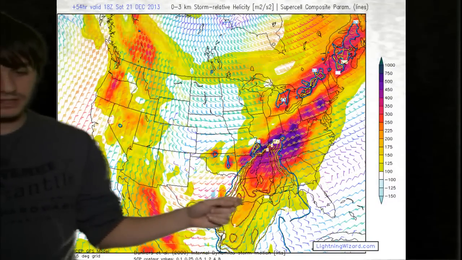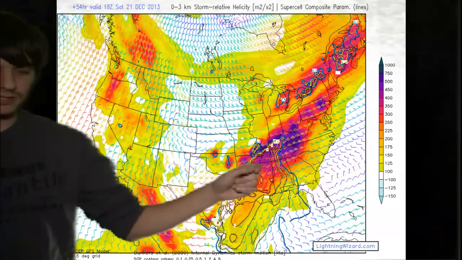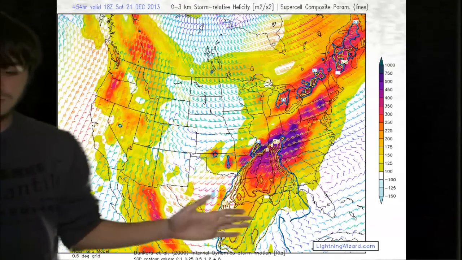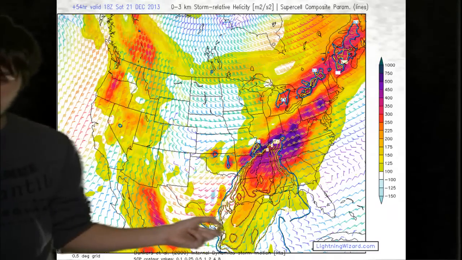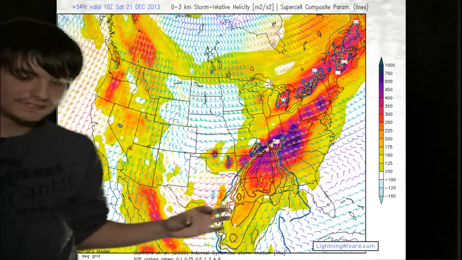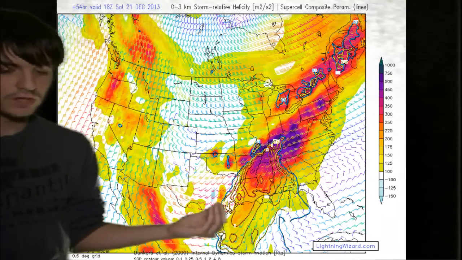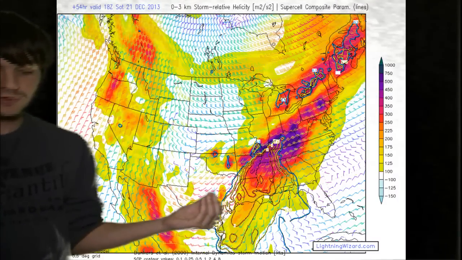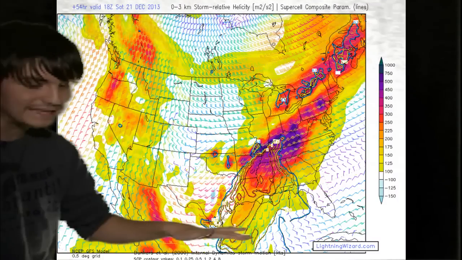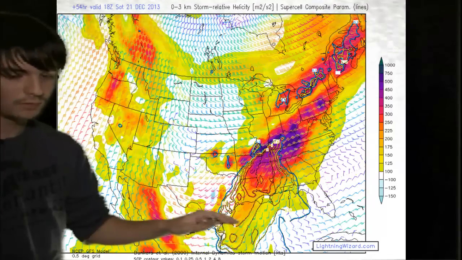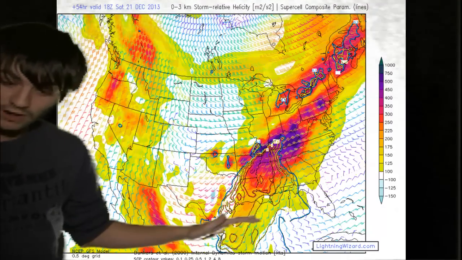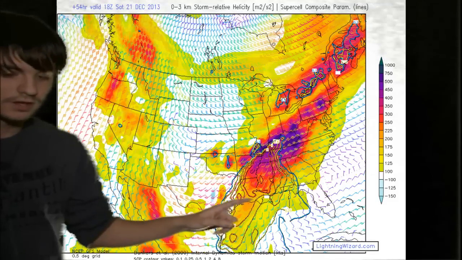Anything in a dark orange here is going to be 250 or higher meters squared per second squared storm relative helicity. Now, it's important to remember that storm relative helicity is a little bit harder to predict than actual helicity, but it's what the storm feels. If we get the storm motion a little bit incorrect, or the storm base level incorrect, with your lifted condensation level, if that's off at all, this is going to be a little bit different. But this is better than standard helicity.